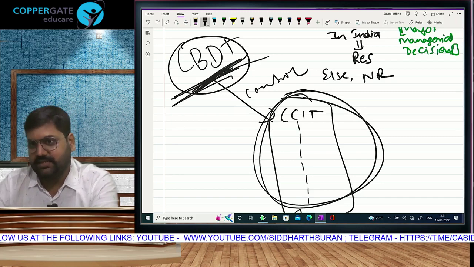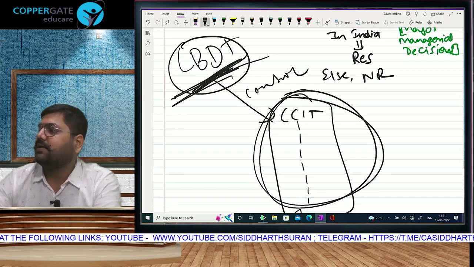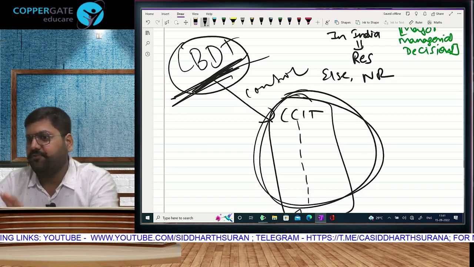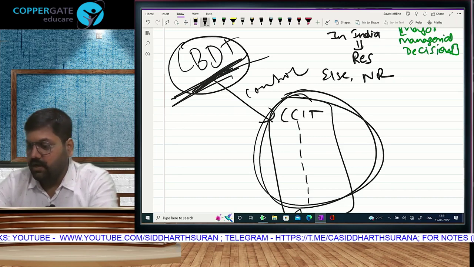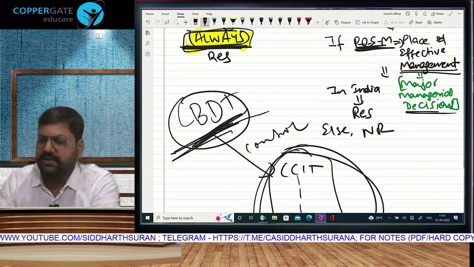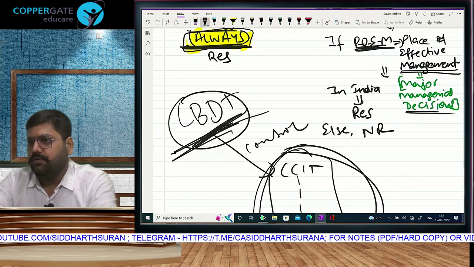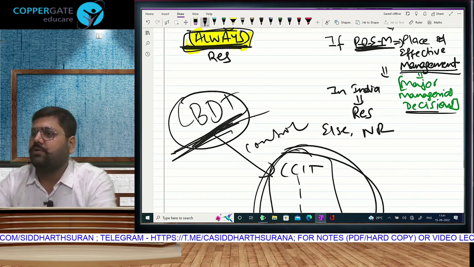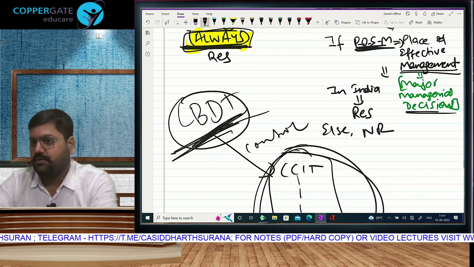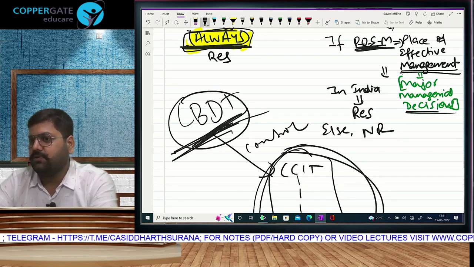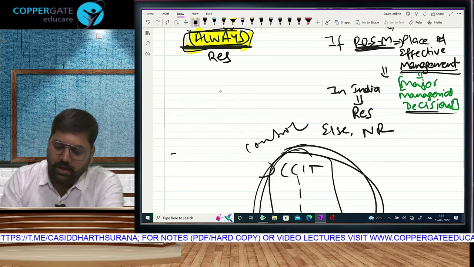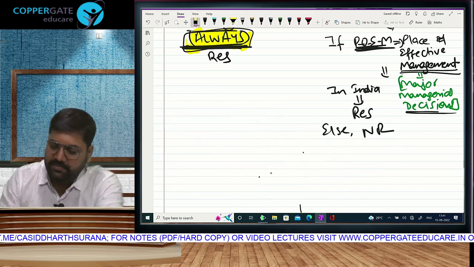Sir, matlab achanak se residential status karte karte, why suddenly we went to CBDT? Why did we drift? Because I wanted you to know that POEM ka exact meaning is given in that CBDT ka circular, which final CA students are also told to read and go. It is not written in the Income Tax Act. It's only a supplementary circular.